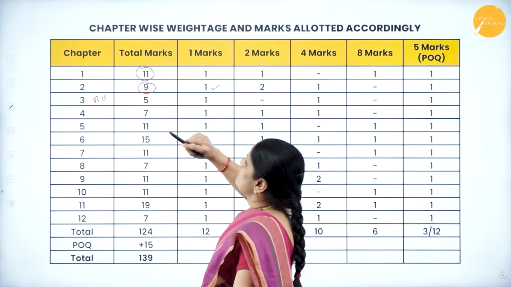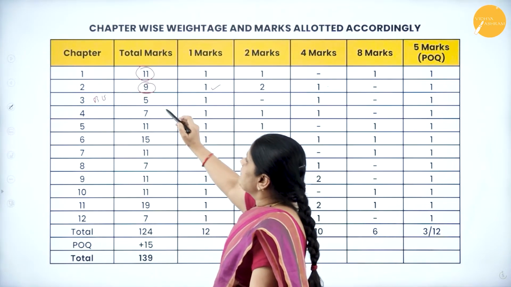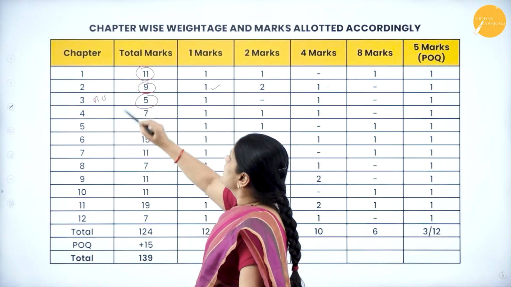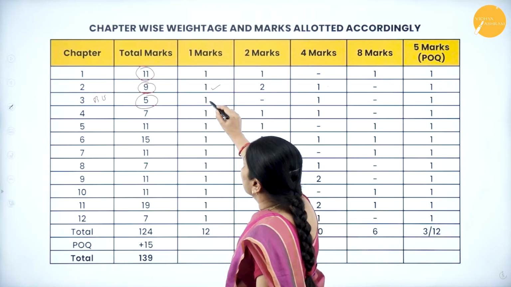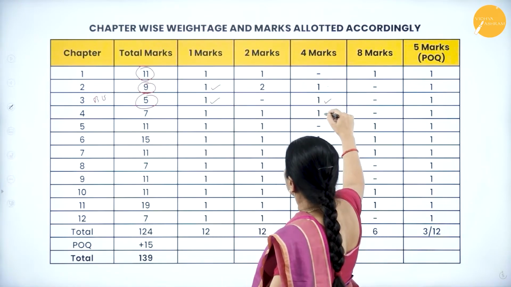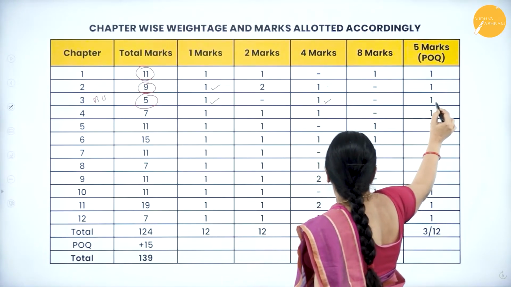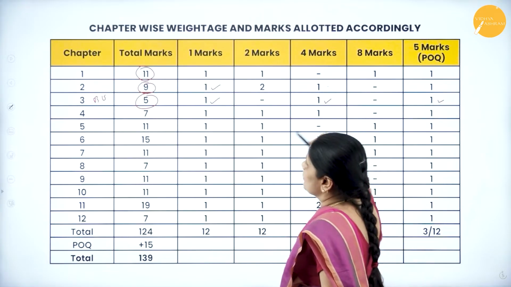Now, the third chapter relates to business environment. From this chapter we will be getting a total of 5 marks. Out of these 5 marks, we have one 1-mark question, one 4-marks question and one 5-marks question.